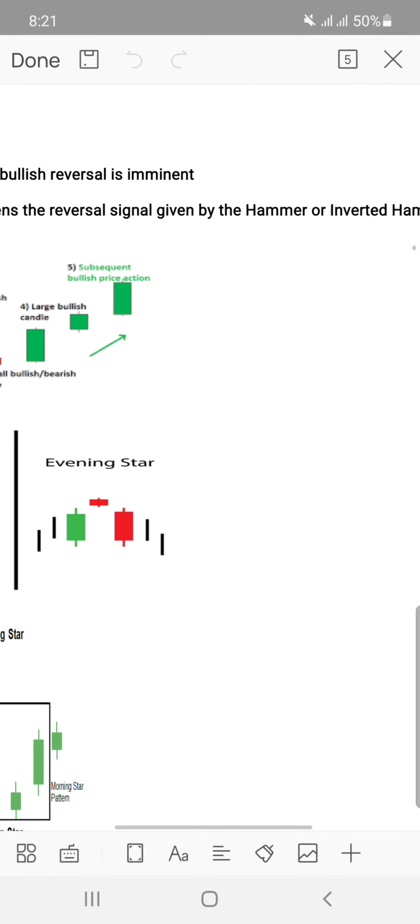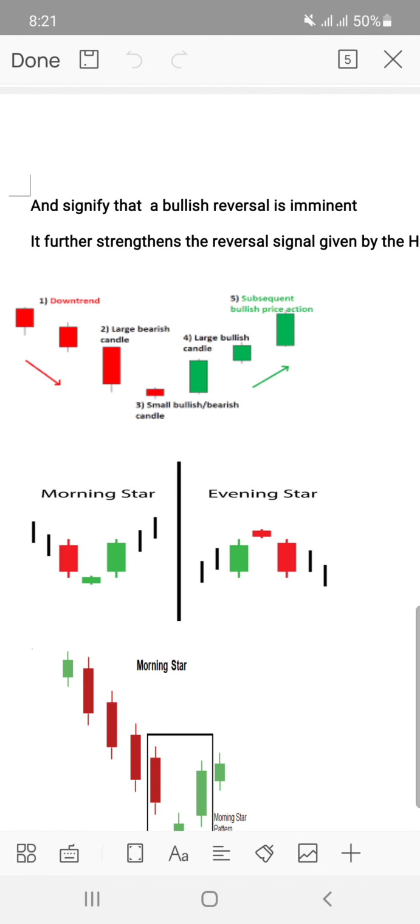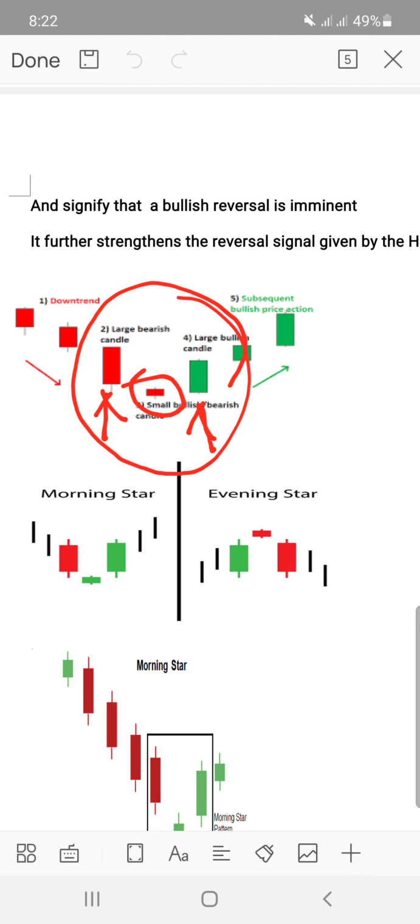So this is how the structure of a morning star is. We have a big bearish candle, which is this one. Then we have a doji candle or a hammer in between. Then we have a big bullish candle. Once you notice these three candles at the end of a downtrend, it's telling you that there is going to be a change in trend. It's giving you a signal to buy.